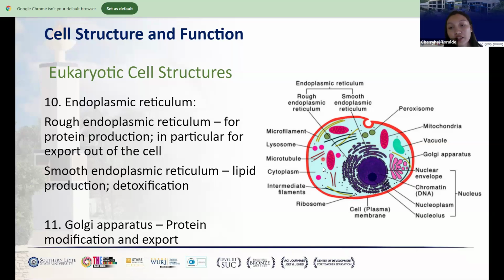And then aside from that, there are also free ribosomes that can still be found all throughout the cell. These very little dots are actually free ribosomes. We also have the Golgi, whatever you call it, basta as long as you write it correctly, apparatus. So this one is responsible for protein modification and export. Because sometimes, hindi pa kompleto yung protein mo. Kailangan pang i-attach ng carbohydrate, lipid, something like that.